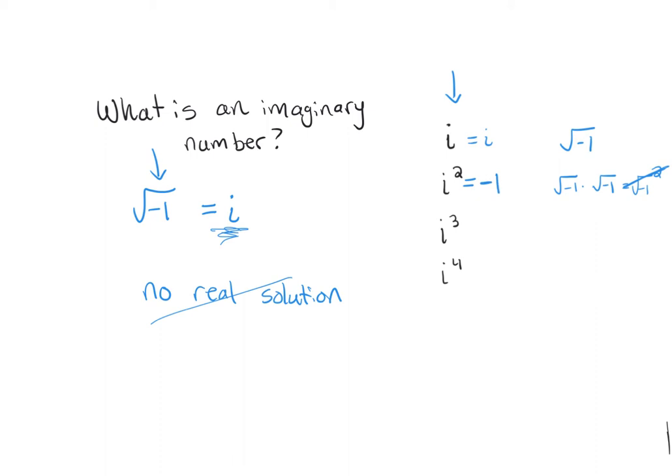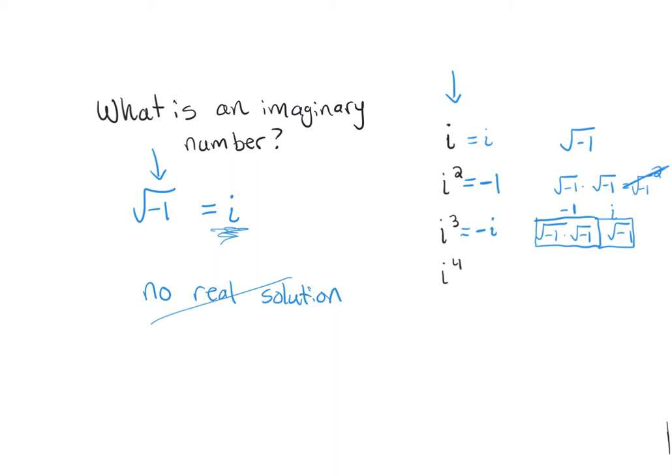i squared is -1. Okay, i to the third, that would be square root of -1 times square root of -1 times square root of -1. Well, we just found out that 2 of these equals -1, and 1 of these is i. So i to the third power means -i.